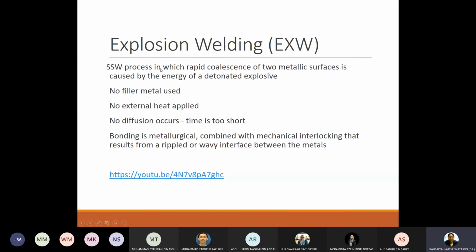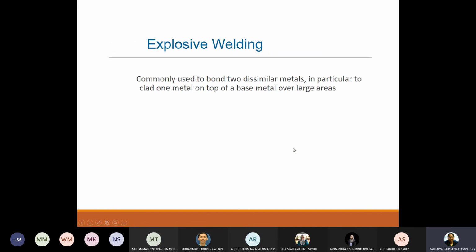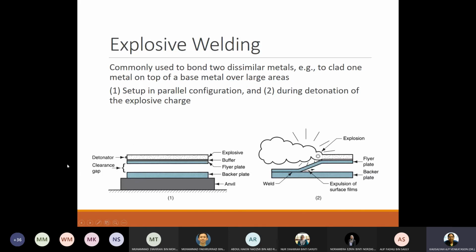Okay, so it's a solid state process in which rapid coalescence of two metallic surfaces is caused by the energy of a detonated explosive. So here no filler metal is used, no external heat is applied, and no diffusion occurs because the time is very short. Bonding is metallurgical combined with mechanical interlocking that results from a rippled or wavy interface between metals. So this is commonly used to bond two dissimilar metals, in particular to clad one metal on top of a base metal over large areas, basically to put one metal on top of another.